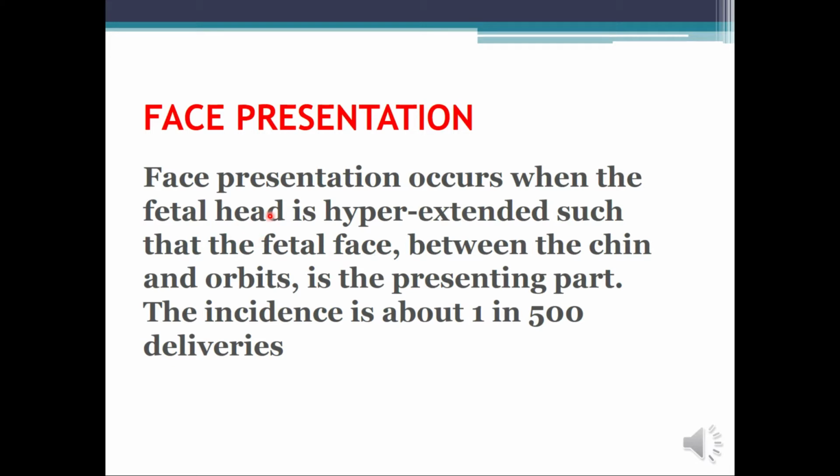As we said, it occurs when the fetal head is hyperextended. We know the normal presentation in labor is when the head is flexed, while in face presentation the fetal head is hyperextended, so that the face between the chin and the orbit is the presenting part. This occurs in 1 in 500 deliveries and is called face presentation.